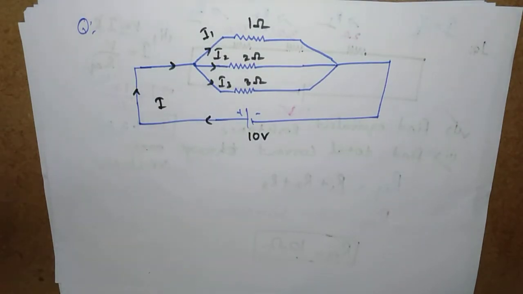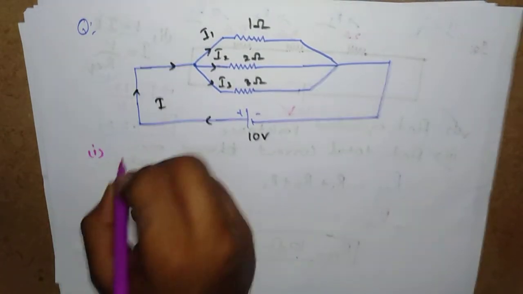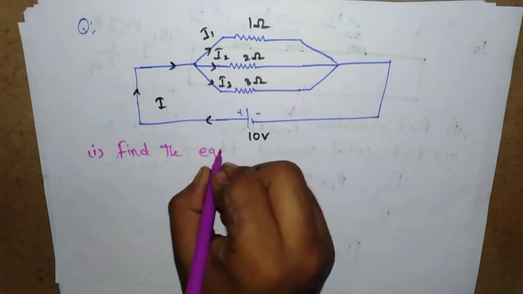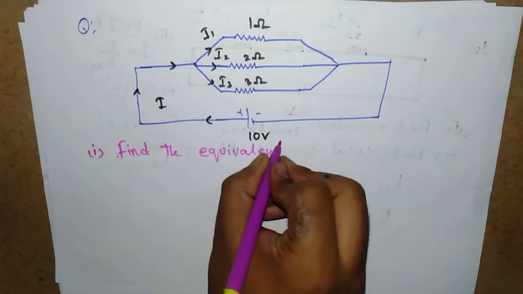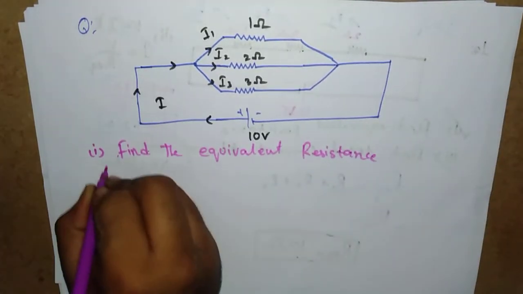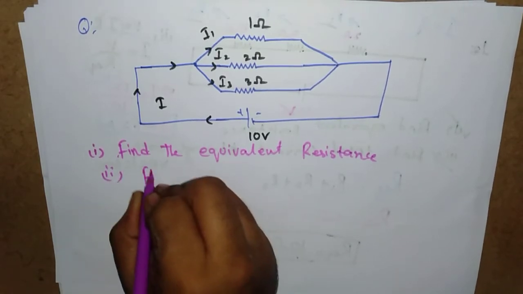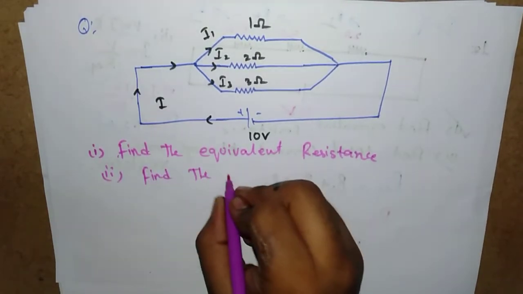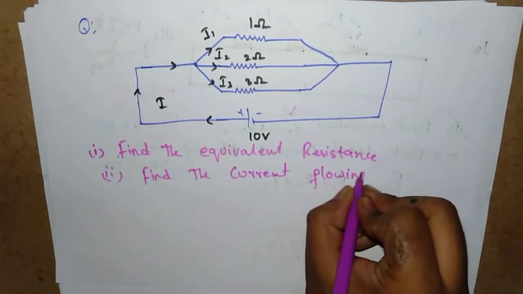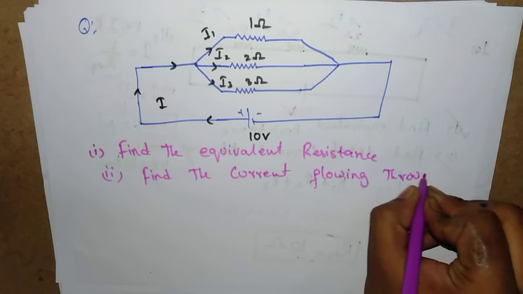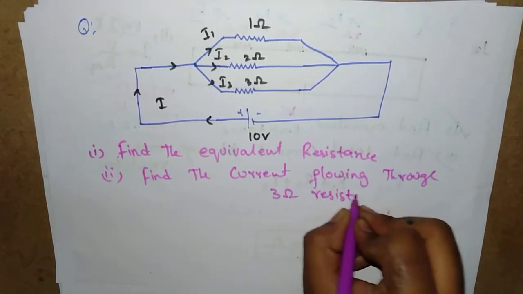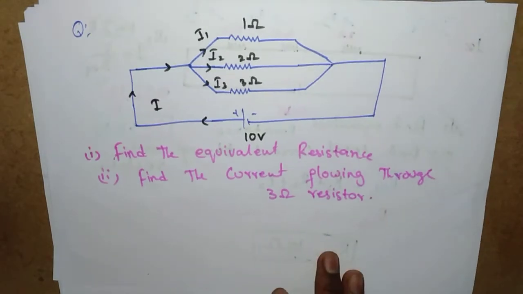So the first question is asking to find the equivalent resistance. The second thing is asking to find the current flowing through the 3 ohms resistor.